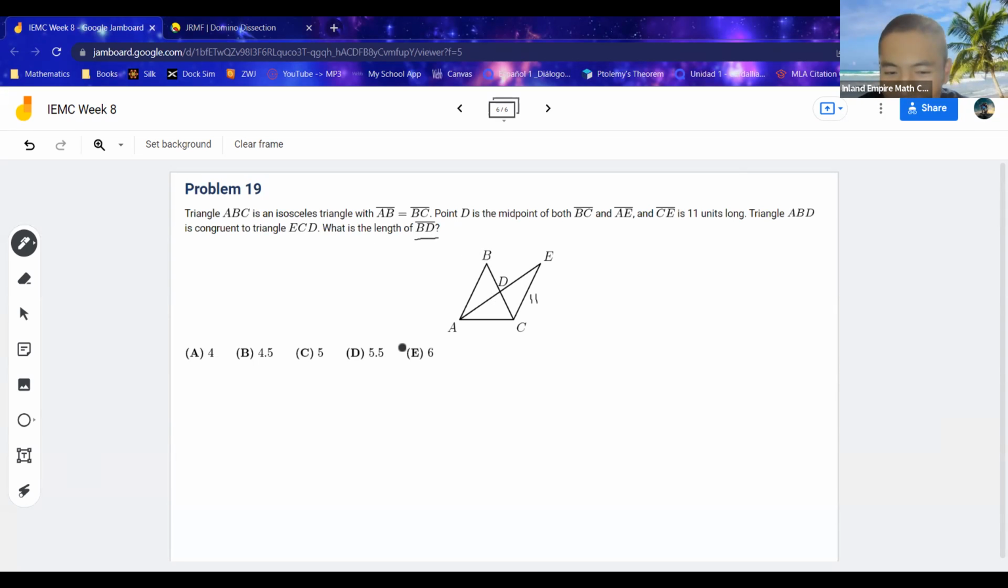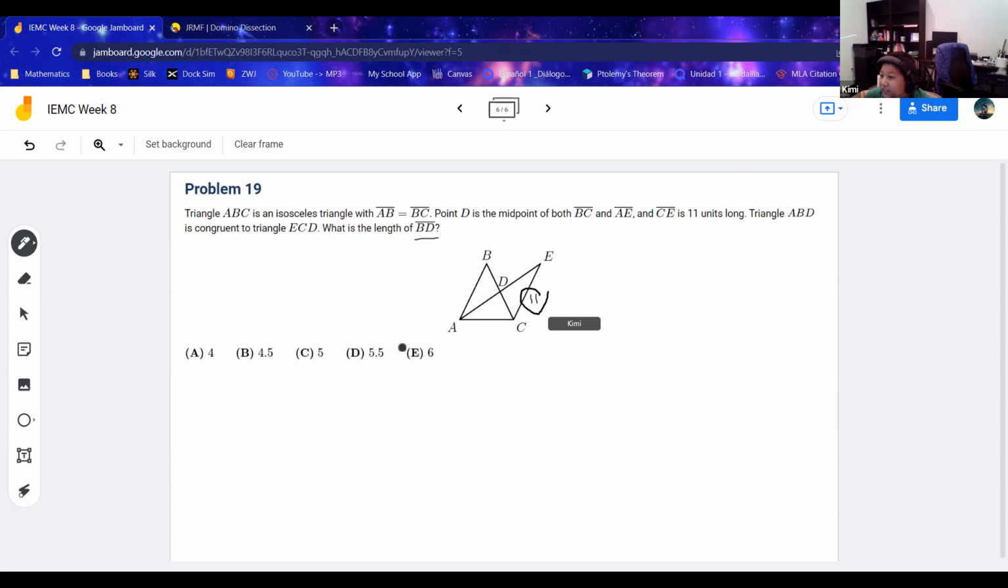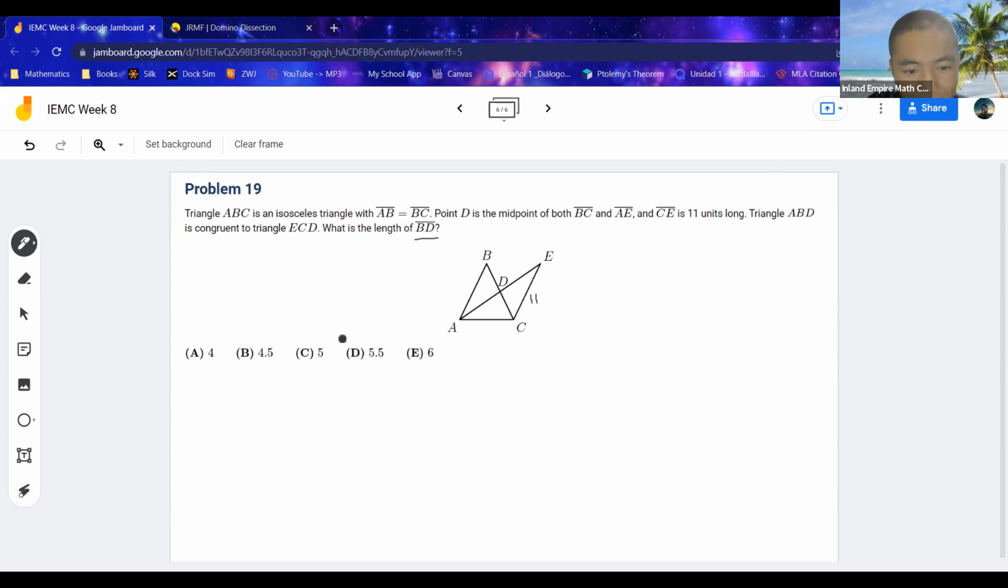All right, Kemi, what do you think we should do? Probably we have to first find out BC. Yes, we need to find BC, but how would we do that? We know the base EC is 11. That means AB is also 11. That means BC is also 11. That means 11 divided by 2 is 5.5. Congratulations, Kemi. You just solved the whole problem in less than 30 seconds.